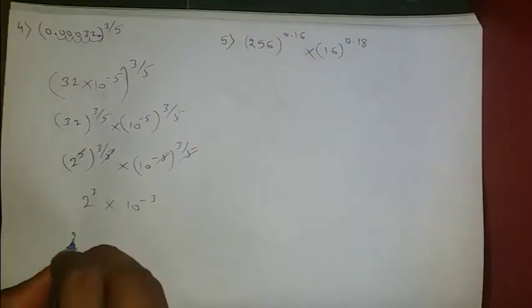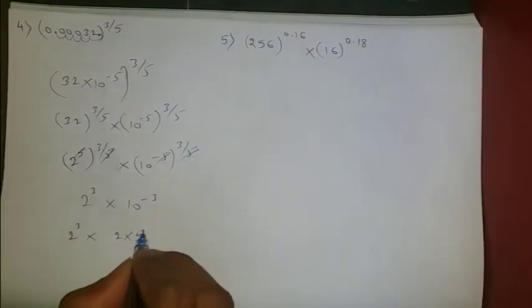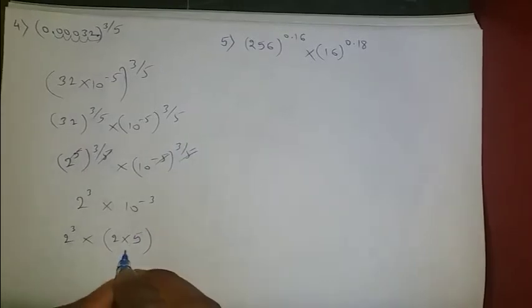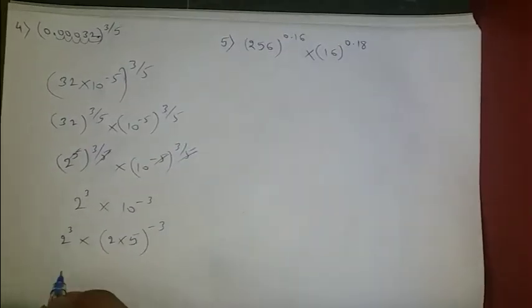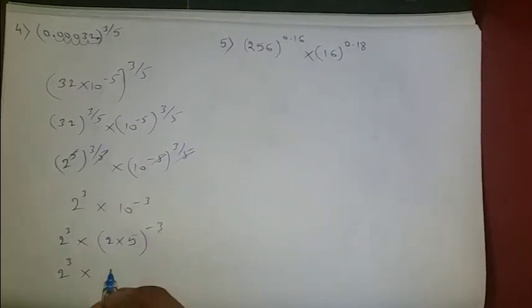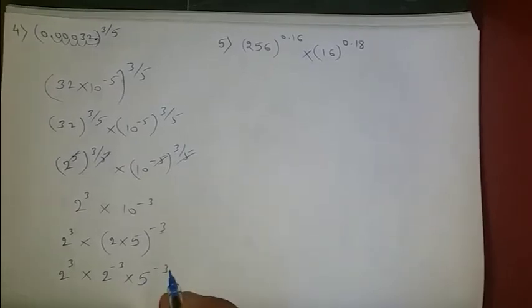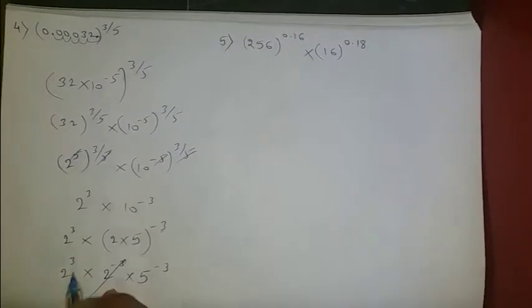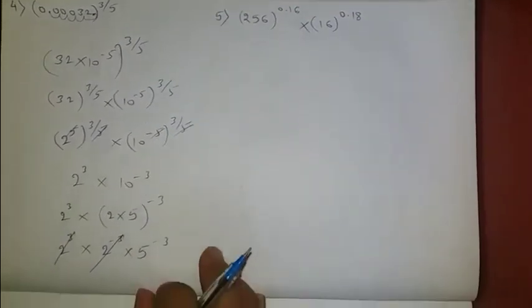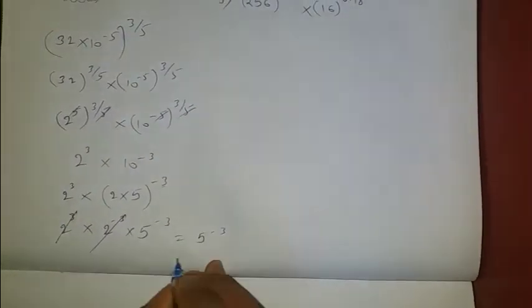Next, 2 cubed into 10^(−3). Here 10 I am writing as (2 × 5)^(−3). So 2^3 × 2^(−3) × 5^(−3). 2^(−3) and 2^3 will get cancelled. So we remain with 5^(−3).